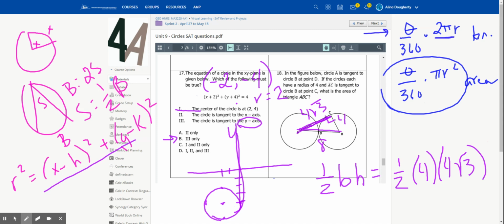Oh, wait, did I do something wrong? AC is tangent to B at point C. What is the area? I didn't do anything wrong here. What I did wrong was on my answer key. This is 8. This is 4 square root of 3. All right.